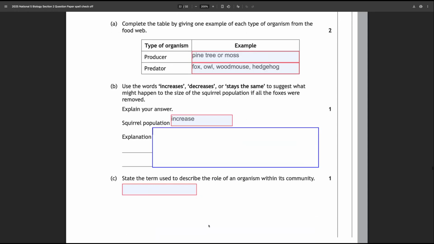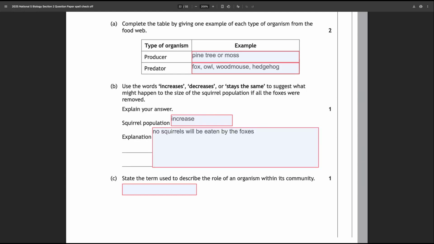Now, that's the easy part. The difficult part is the explanation for that. Why does it increase? Well, you've got to say something along the lines of no squirrels will be eaten by the foxes, or there are no foxes to eat the squirrels would be acceptable as well. You can say fewer squirrels are eaten by predators, or there are fewer predators to eat the squirrels, or something similar. Now, I think that's the most straightforward answer, and that's the one that I would suggest. Not very good with my spelling of squirrels there, am I? That's the one I would suggest that you go for.